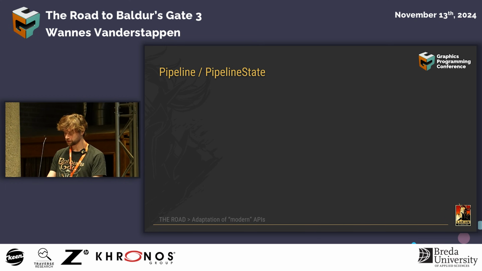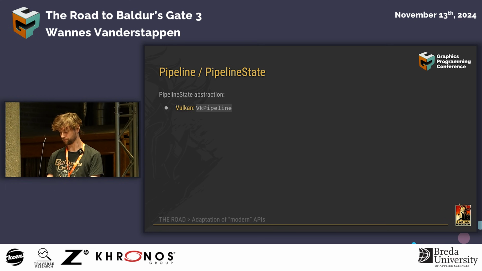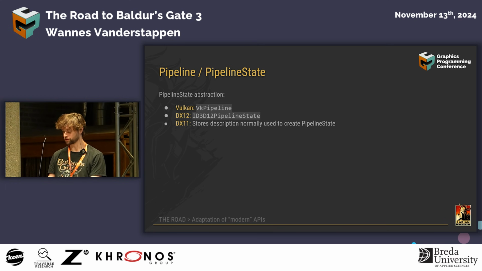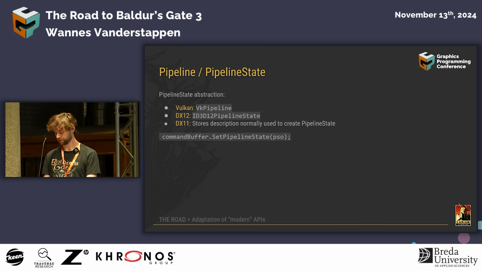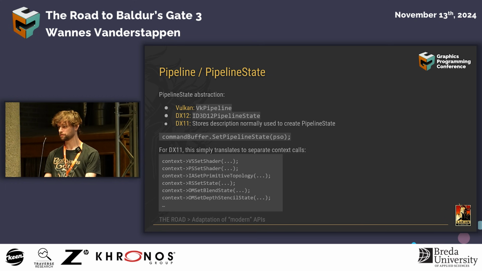So what about pipeline state? Well, we had an abstraction for this. For Vulkan, this then maps to the VkPipeline. For DirectX 12, the D3D12 pipeline state. For DirectX 11, we just stored a description that we use normally to make these pipeline states. And so, as some pseudocode, this basically looked like this in our high-level code. And then for DirectX 11, it's simply translated into all the different context calls.